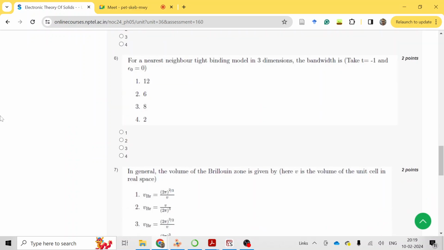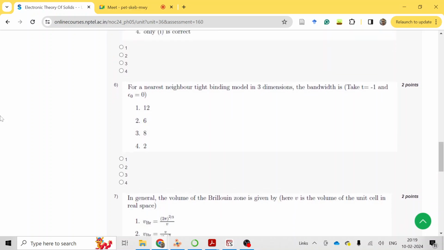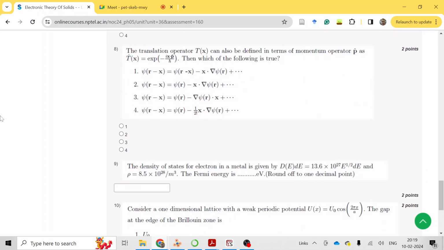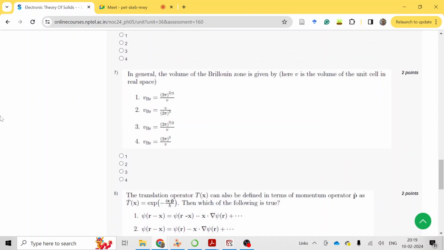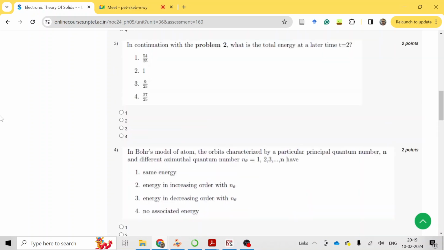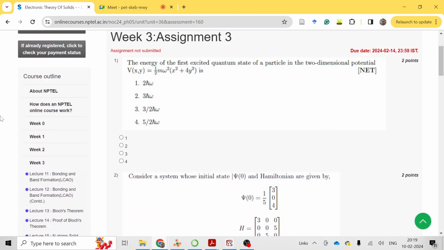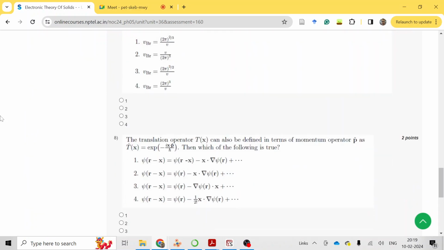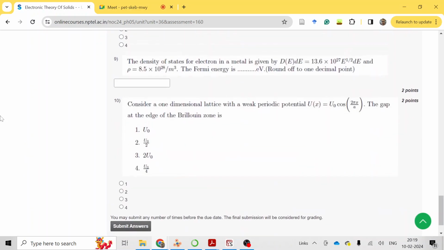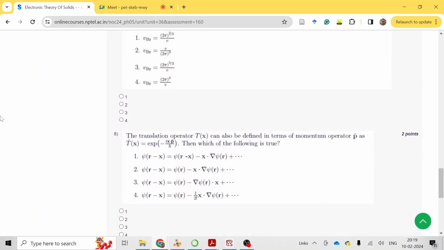For a nearest neighbor tight binding model in 3 dimensions, the bandwidth is... We actually can't discuss these problems right now, because we are already out of time, and these are this week's assignments, so we cannot discuss them right now. So just try to solve them. I have given you a hint for this one, and for the rest, I hope you understand what the meaning of bandwidth is.